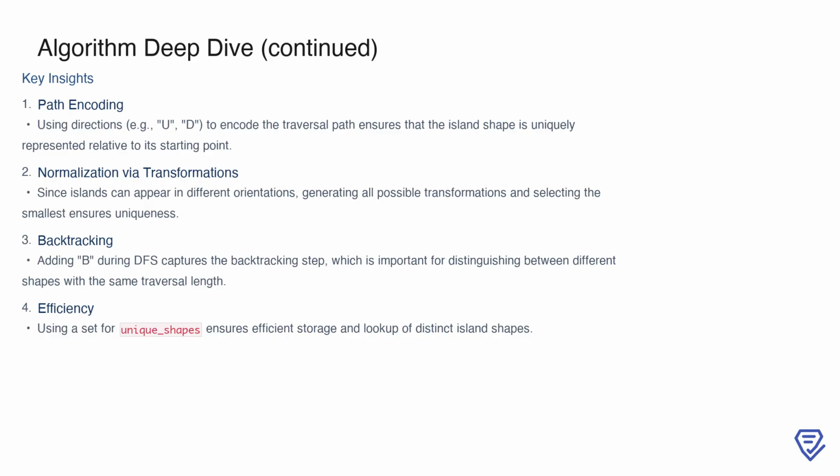Third, the inclusion of backtracking markers, like B, allows the algorithm to differentiate between paths that might otherwise appear identical in length and directionality.